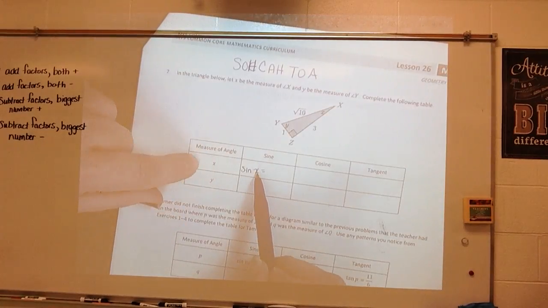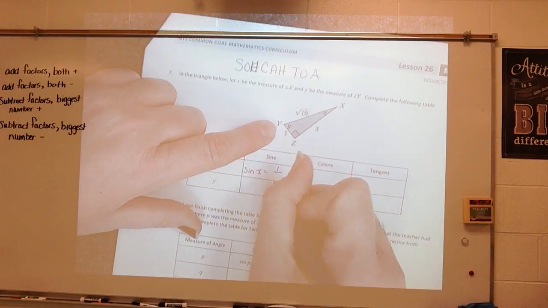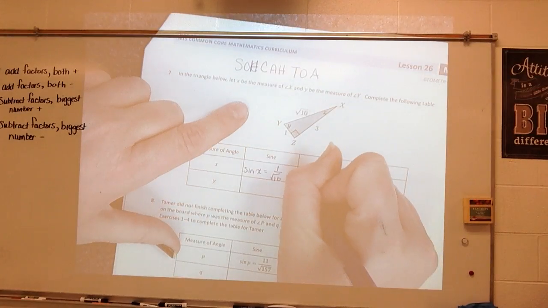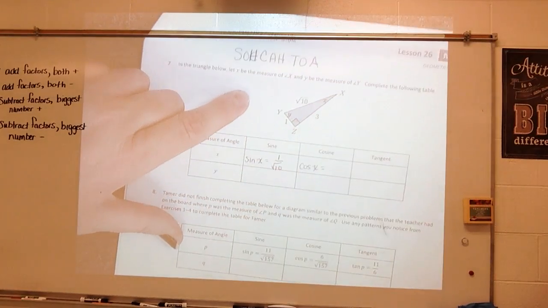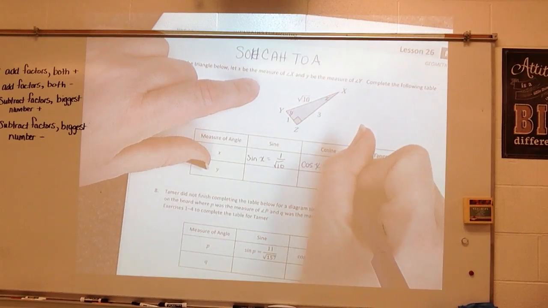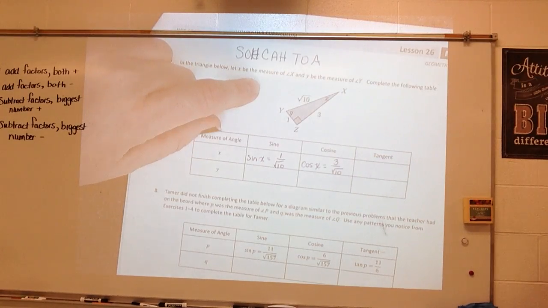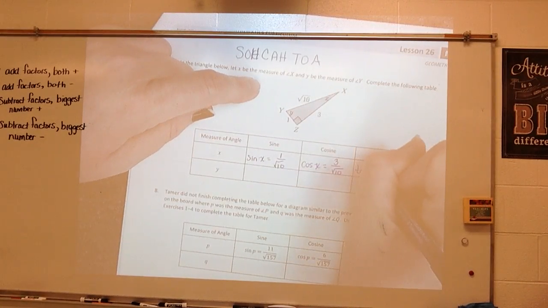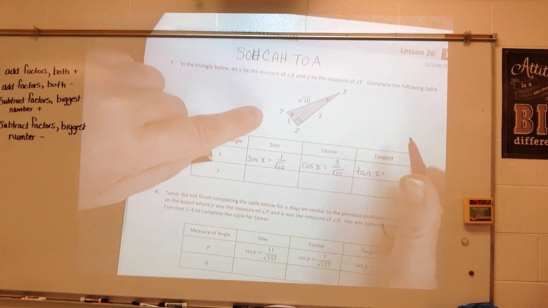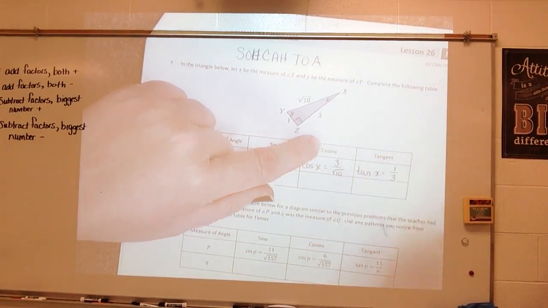Alright, so sine of x is the opposite, which is 1, over the hypotenuse, which is the square root of 10. Cosine of x equals the adjacent, so that would be 3 over the hypotenuse, the square root of 10. And then tangent of x is the opposite over the adjacent, so 1/3.